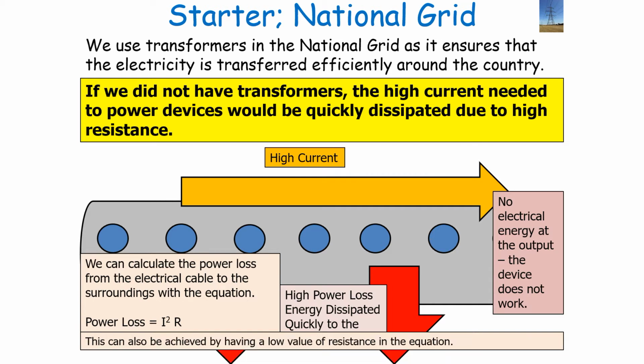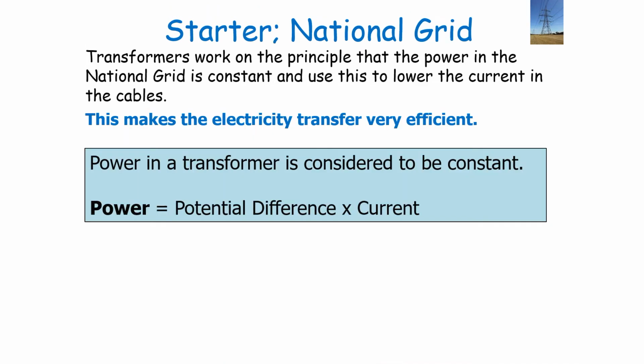Now interestingly, this can also be achieved by having a low value of resistance in the equation. So you can also make the transmission cable out of a low resistivity material. Now the power in a transformer is always considered to be constant, so transformers work on the principle that the power in the national grid is constant and use this to lower current in the cables.